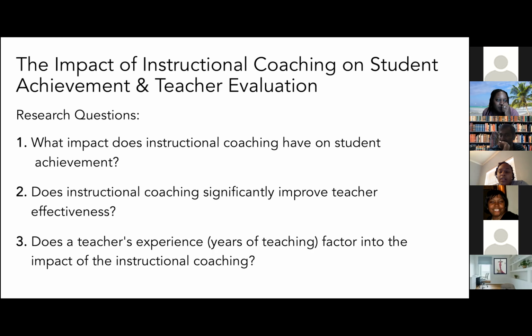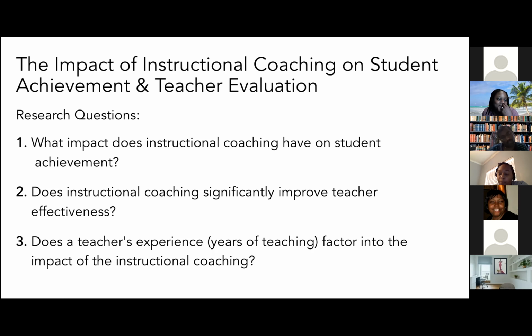So last year there were no instructional coaches. There were instructional coaches, but they didn't do any instructional coaching. Does that make sense? So it's like prior to the instructional coaching, we have data, and then after the instructional coaching, we'll have data. This will be the first year.